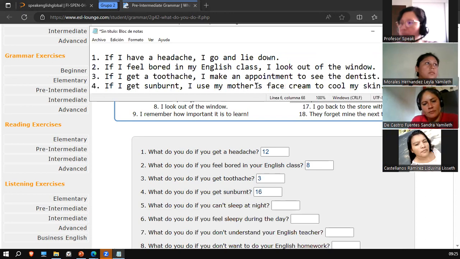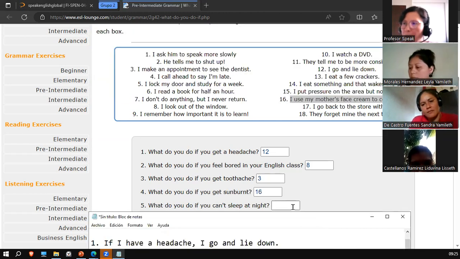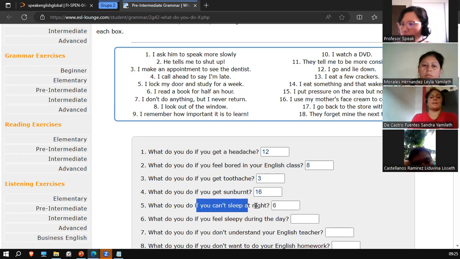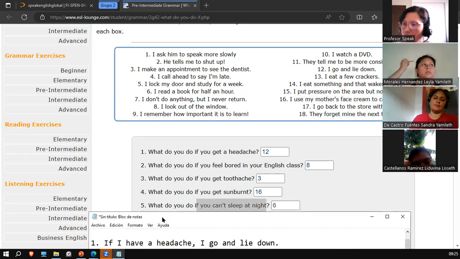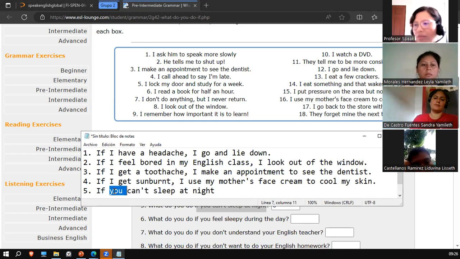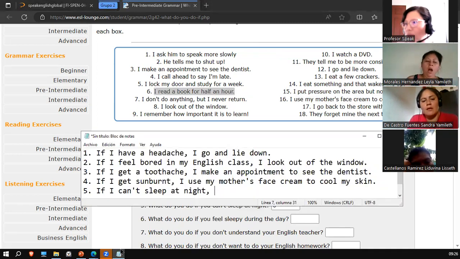Muy bien. What about number 5? What do you do if you can't sleep at night? Number 6. I read a book for half an hour. Ok. Vamos a llevarnos esta de acá. That's number 5. Ok. ¿Verdad? If I can't sleep at night, comma. Number 6, I read a book for half an hour.